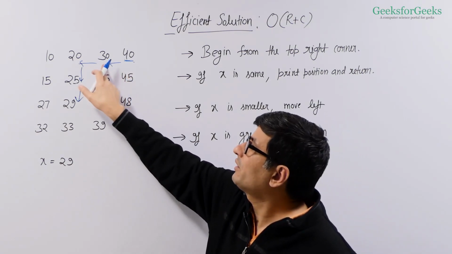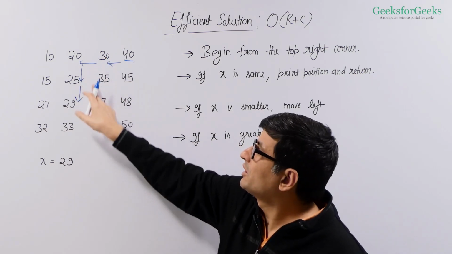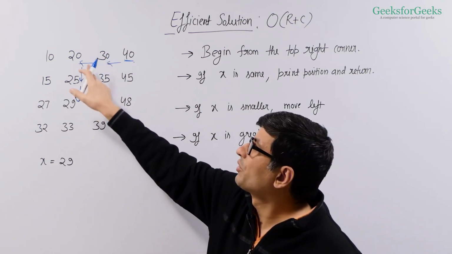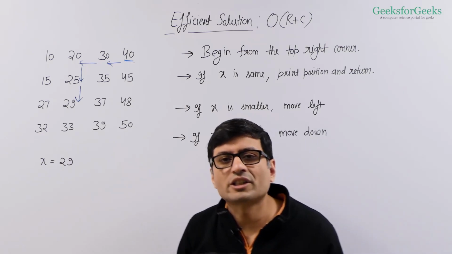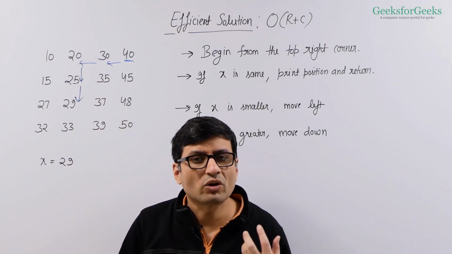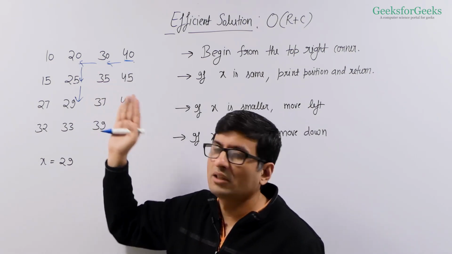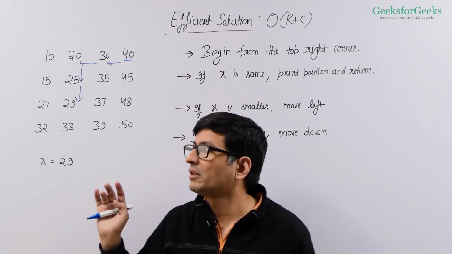Now when we come here, we again see this element is greater than 29. So we skip these 3 elements also. We go to the left side. And since 30 is greater than 29, these 3 elements are anyways going to be greater than 29. They cannot match with 29. So it is safe to move to the left side when the current element is greater.